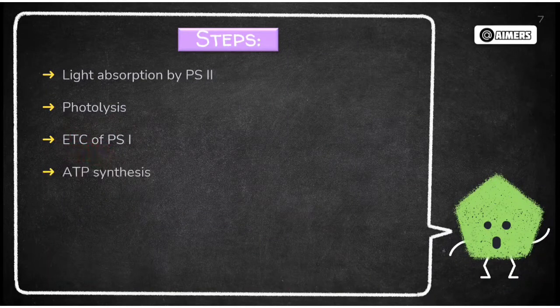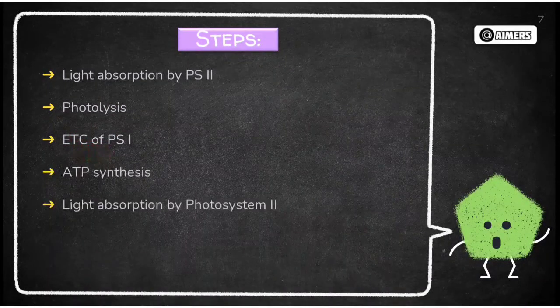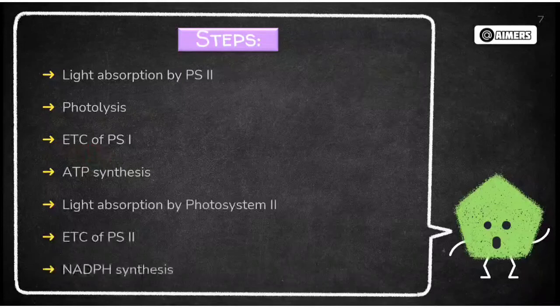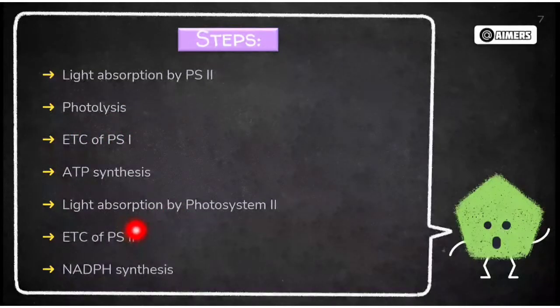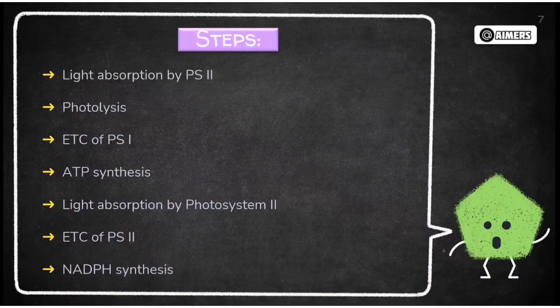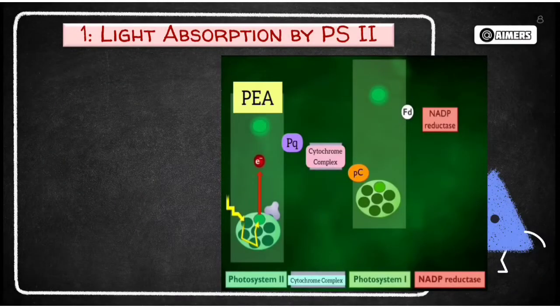Next point is ATP synthesis, then light is absorbed by photosystem 2, and then we will study the electron transport chain of photosystem 2, and then NADPH synthesis. I have committed a mistake over here: here we will study the electron transport chain of photosystem 2, and here we will study the electron transport chain of photosystem 1, because photosystem 2 functions first while photosystem 1 functions later. So first step is the light absorption by photosystem 2.